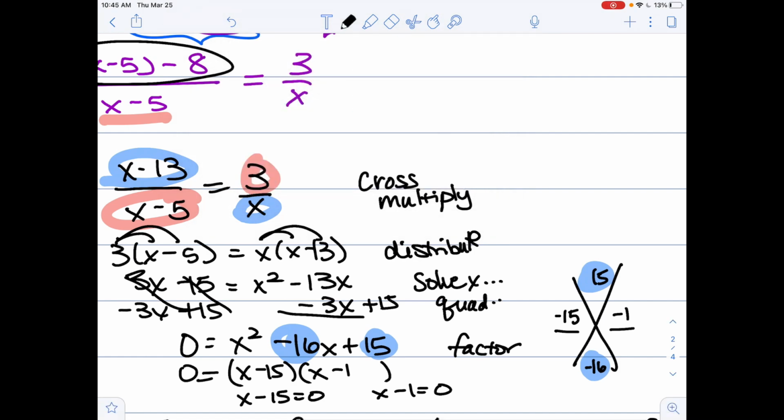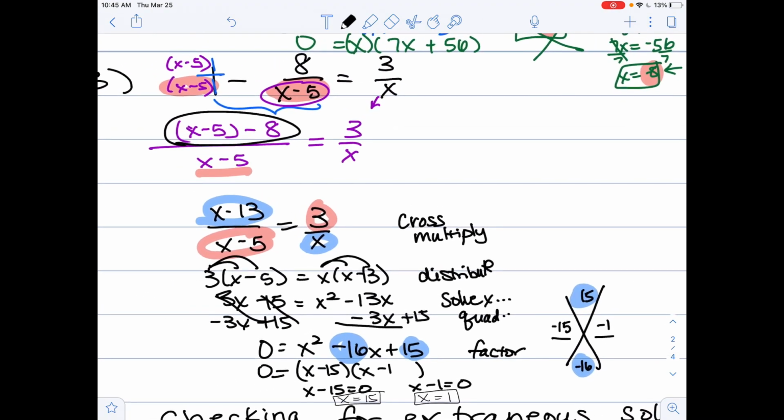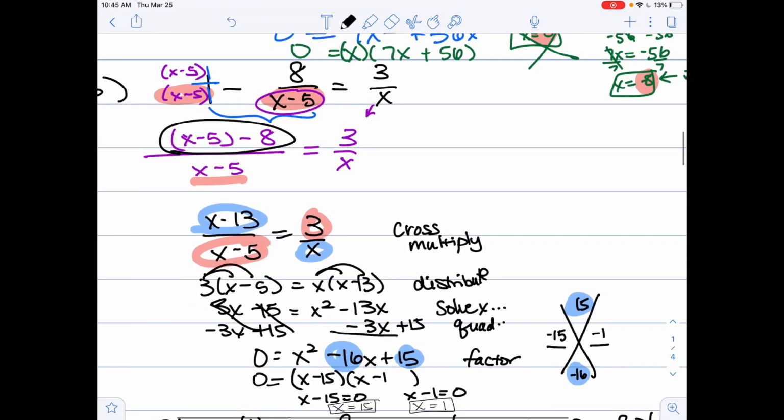So I'm going to solve this now. Add 15 to both sides, and I get x equals 15 here and x equals 1 here. Go back and make sure that it will work when you plug it back in. It works for both of these. So we can say for our answer, x can equal 15 and 1.